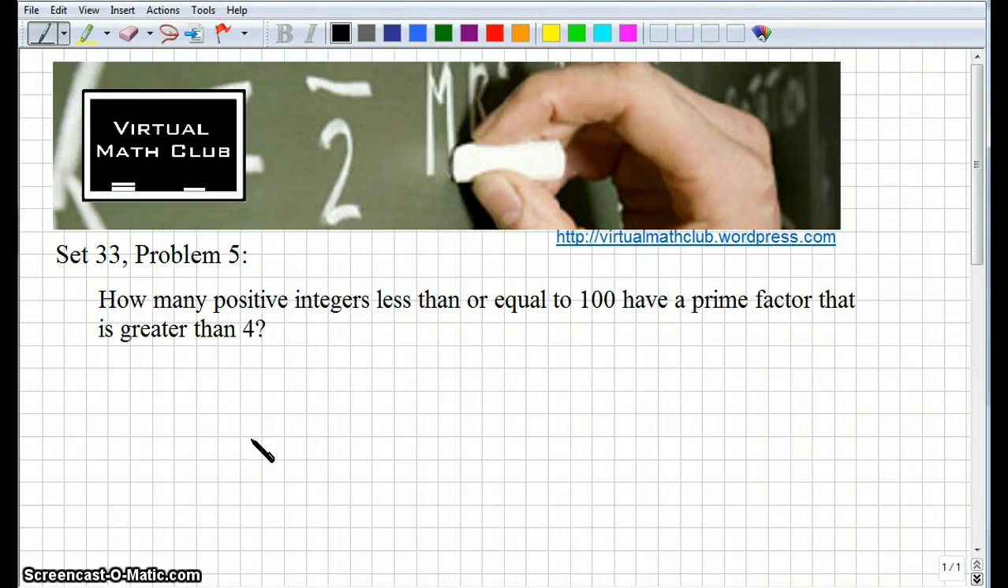Alright, problem number 5. How many positive integers less than or equal to 100 have a prime factor that is greater than 4? Alright, well, my hint to you on this one would be to use complementary counting. And what complementary counting means is that you count what you don't want and then subtract it from the whole.